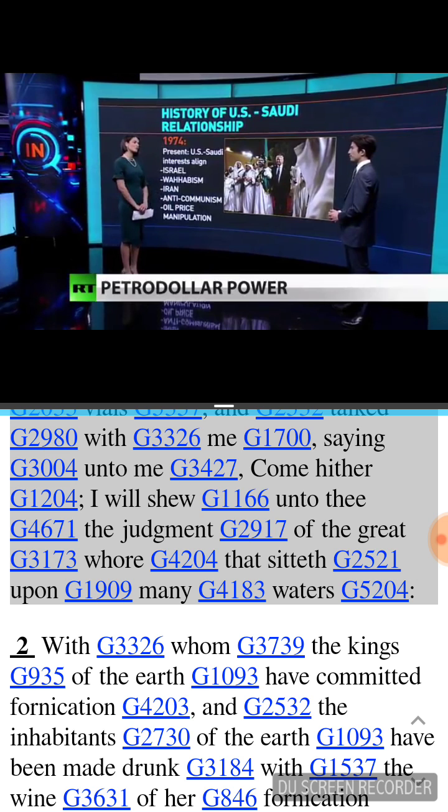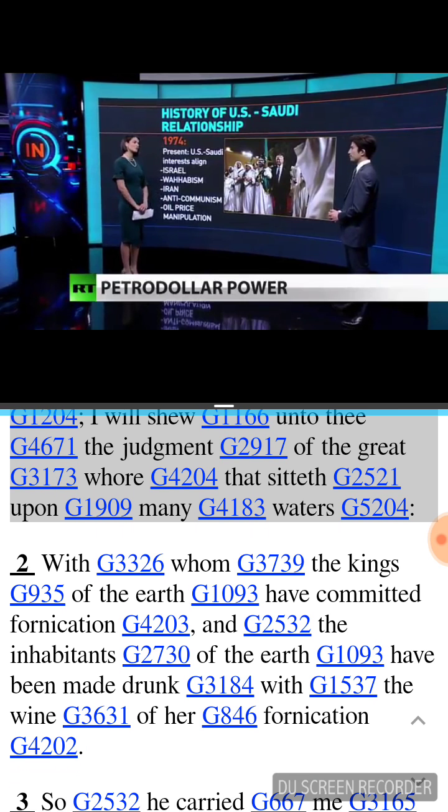And that city is America. So the great whore is America, and we're gonna see that. It says, verse 2, with whom the kings of the earth have committed fornication, and the inhabitants of the earth have been made drunk with the wine of her fornication. So what's the wine of America's fornication? The democracy and all the ways and philosophies of America.